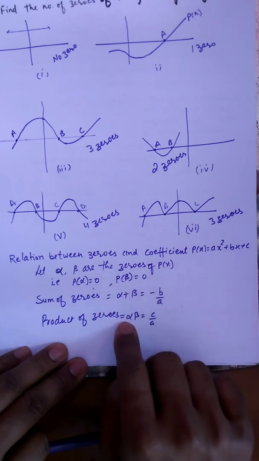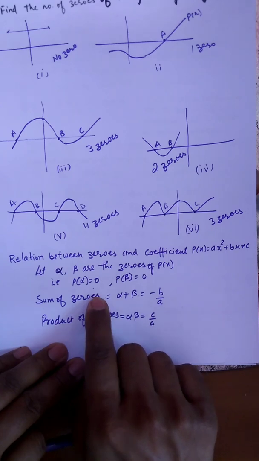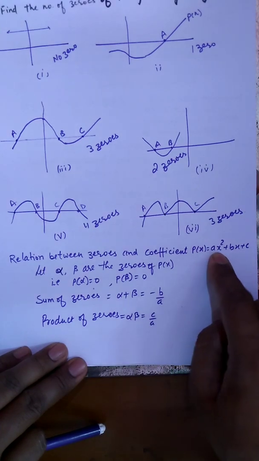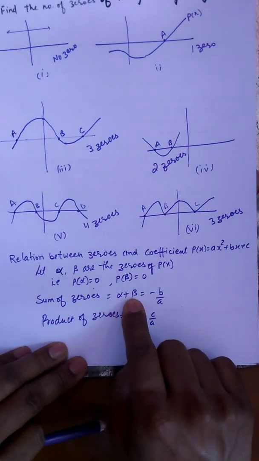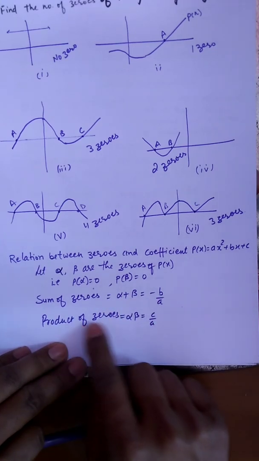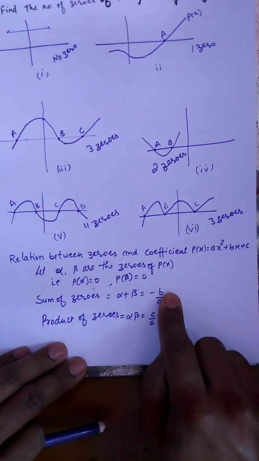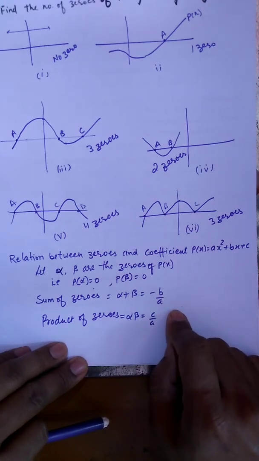Now the relationship is this. The zeros are the values of x which make the polynomial 0. There will be a maximum of two possibilities, because this is a quadratic one. So the maximum number of solutions can be 2, but there is no minimum. The minimum can be no solution, means no zero, but the maximum is only 2. The sum of the zeros, alpha plus beta, will always be equal to minus b by a, and the product of zeros, alpha into beta, is equal to c by a. So this is the relation between the coefficients and the zeros of the polynomial. We'll be doing questions on the basis of this in the next exercise.